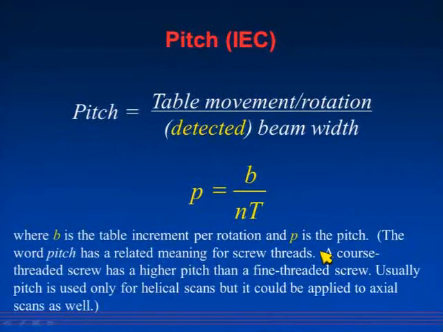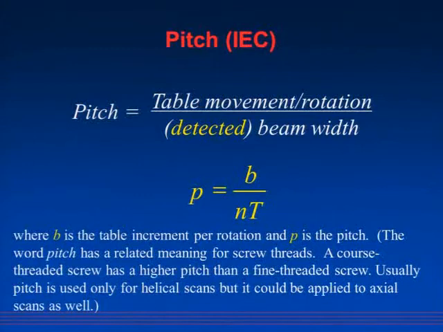Pitch. Pitch is just the table movement per rotation divided by the detected beam width. So I'm using B as the symbol for table increment per rotation, and I think I've been consistent throughout my slides. I apologize if I haven't. And NT is, of course, the part of the beam measured at the axis of rotation. That is the part of the beam that's used in making images, the detected part of the beam.